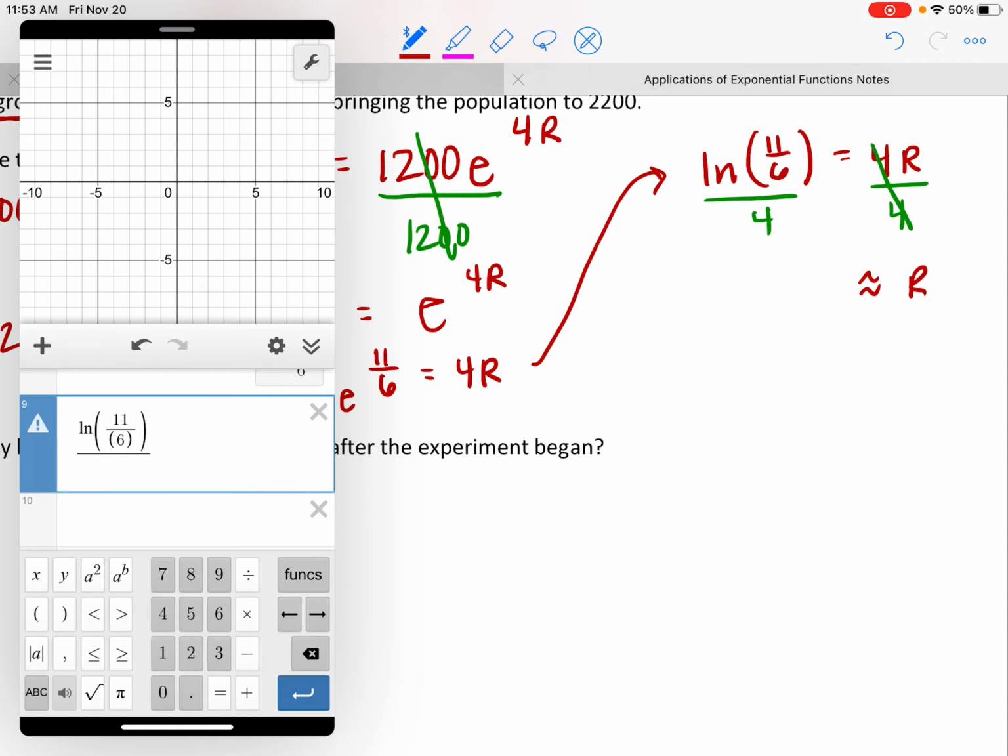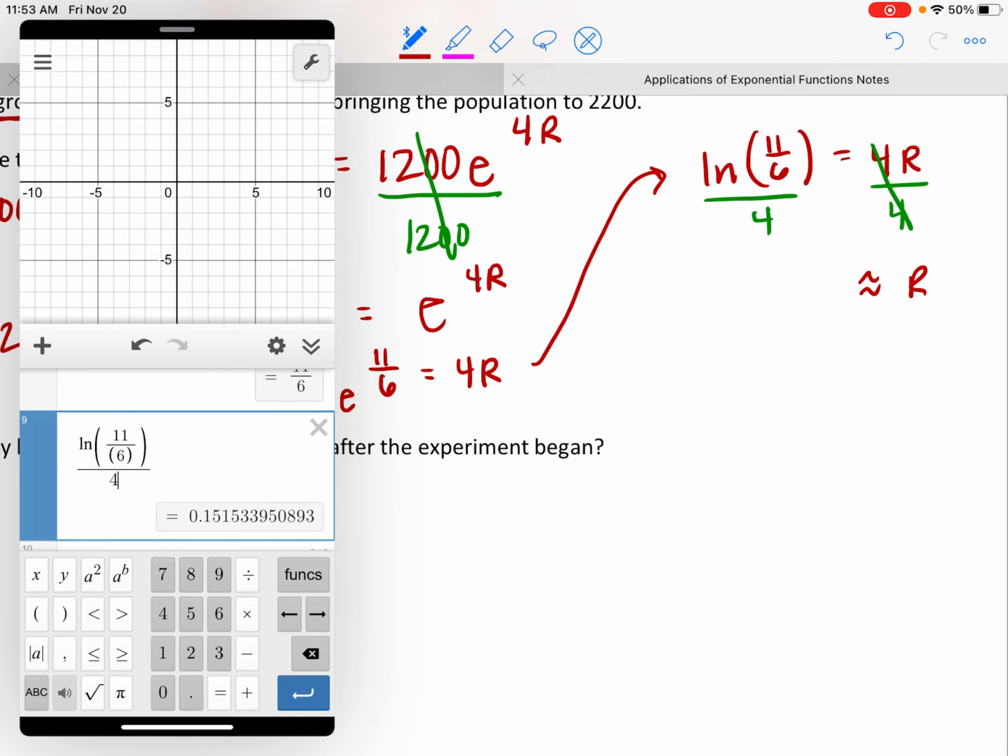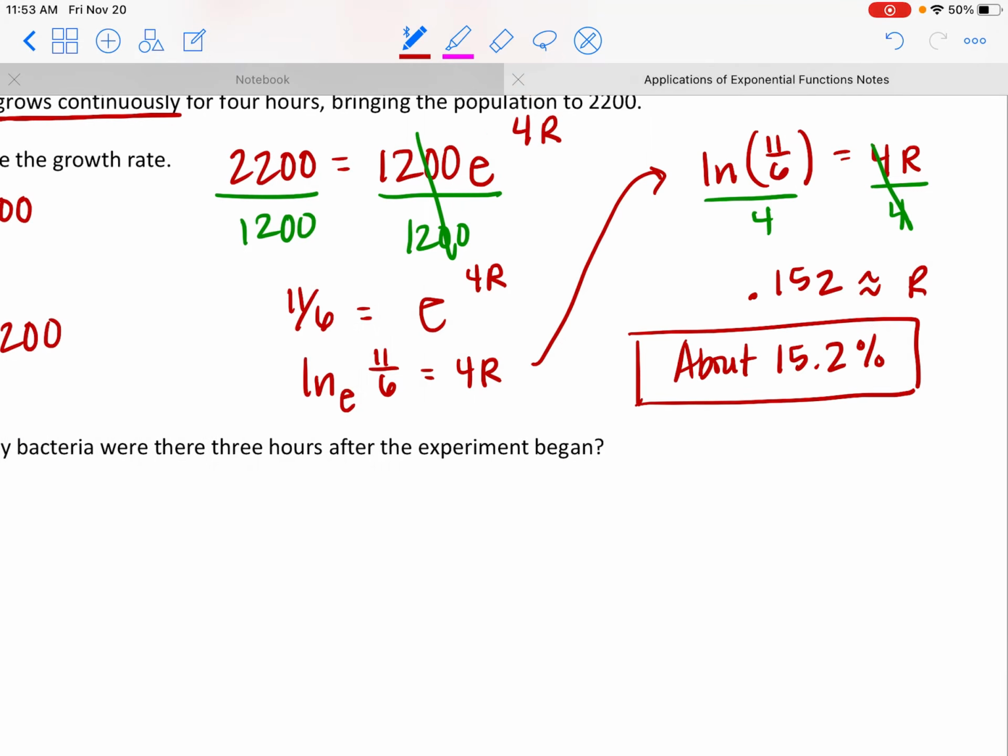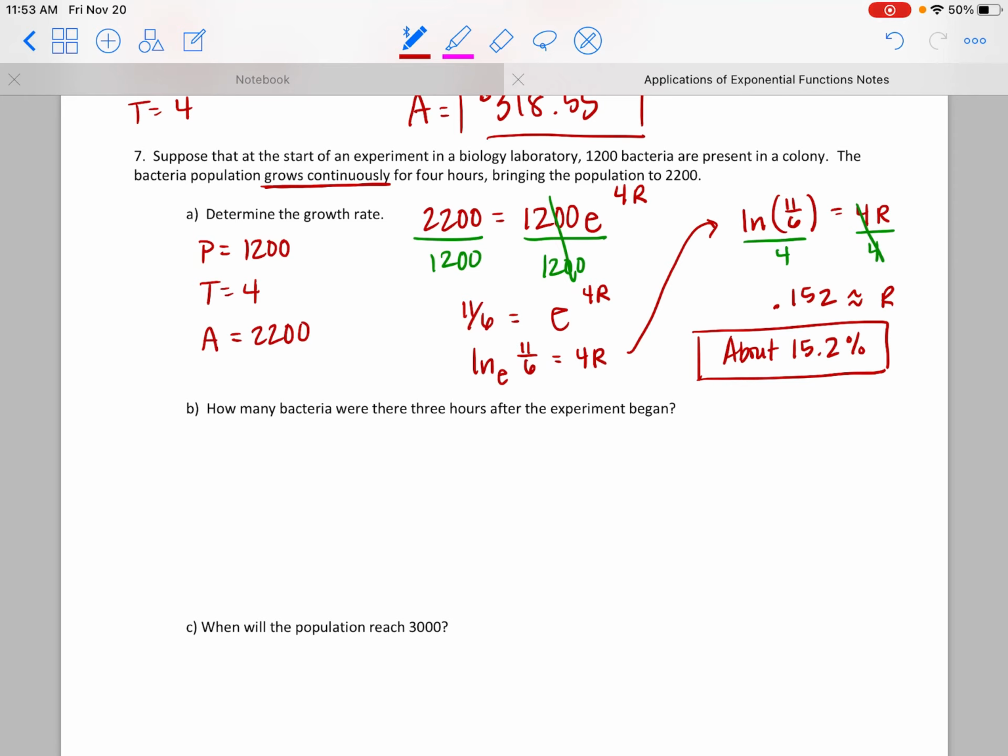11/6, and then we want that to be divided by 4. And we are looking at r at 0.152-ish, so about 15.2%. That's a pretty significant growth for this bacteria. Hopefully it's a good bacteria and not a bad one.